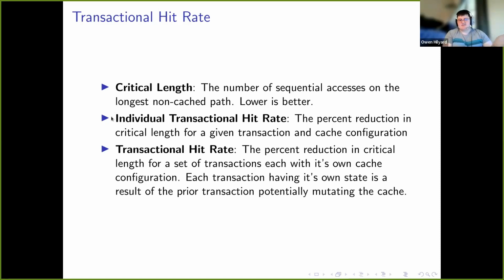So then there's the individual transactional hit rate, which is a percent reduction in critical length for a given transaction and a given cache configuration. And then there's an overall one, which is for a given starting cache and then transactions which can transform the cache, how well does it do in that state? And all of these are important metrics for evaluating a cache for a transactional system.